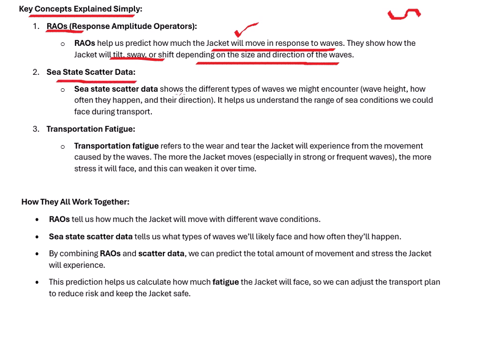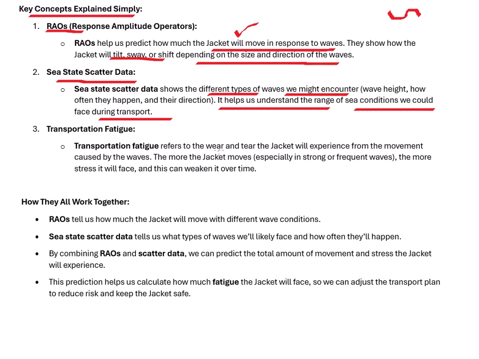Then sea scatter data. Sea scatter data shows the different types of waves we might encounter: how big the wave height is, how often they happen, and from which direction they come. All these things we can take from the sea scatter data. It helps us understand the range of sea conditions we could face during the transport.